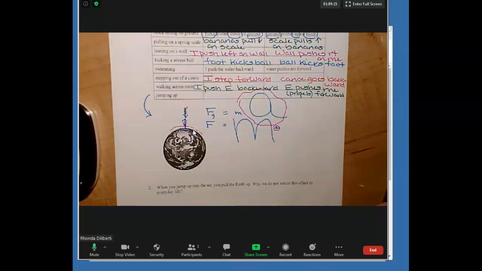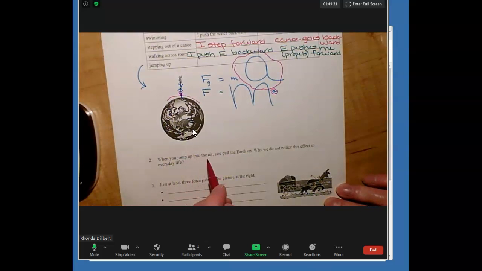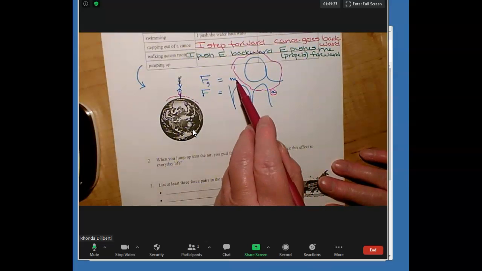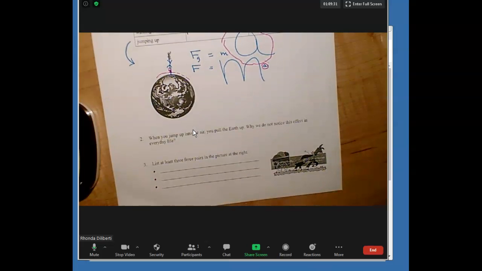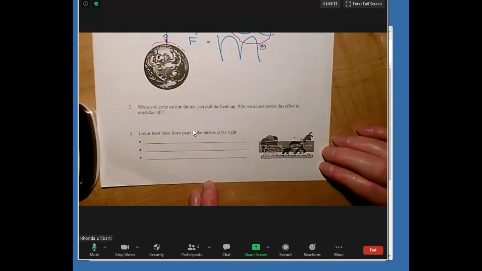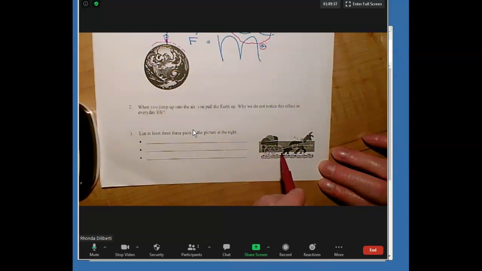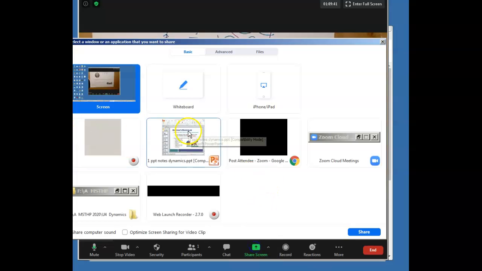Newton's third law says that you could make the earth wobble and you could move it up a little bit. Okay, so why, when you jump up into the air, you pull the earth up, do we not notice the effect? Because we have such different masses, we are going to end up with different accelerations. All right, and then the last thing here is just a chance for you to identify some force pairs. It's just a picture, but I'm going to switch here so you can see my picture better in my PowerPoint, I think.